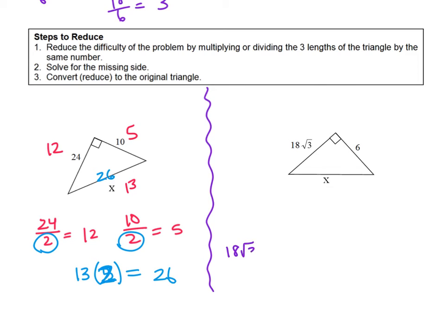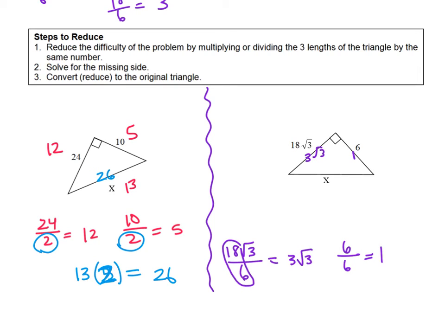So 18 square roots of 3 divided by 6, what you end up doing is dividing those numbers. 18 divided by 6 is 3, so you have a 3 square root of 3. That's the reduced number. If you take the 6 and divide it by 6, you get a 1. So that's a reduced number.